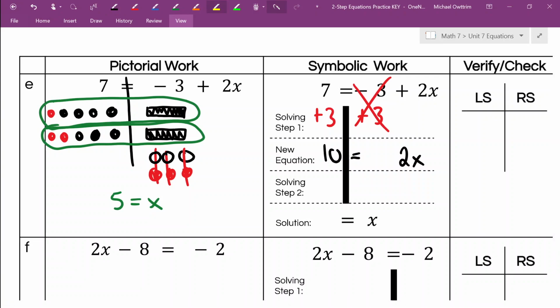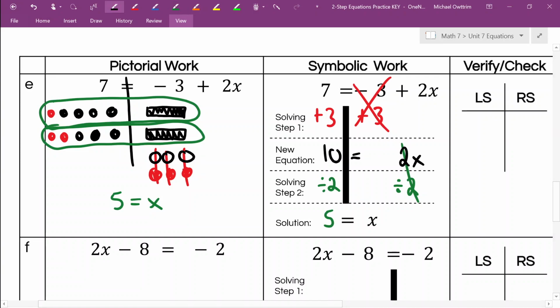Again, it can help to think about the pictorial work here. Of course, we had to add 3 positives to cancel out with the existing negatives, and that's why we're adding 3 here as well. Okay. From this point, we want to undo the multiplication by 2. So 2x means 2 multiplied by x. The opposite of multiplying by 2 is dividing by 2, and we'll divide both sides by 2. 2 cancels with 2, leaving us with just x on the right, and 10 divided by 2 is 5 on the left.